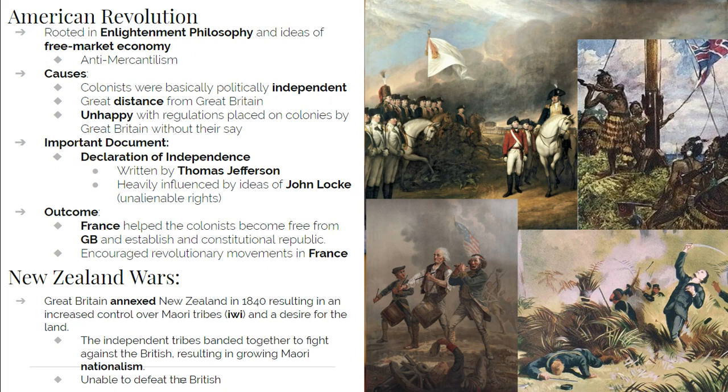The colonists are more or less politically independent and self-governing. The reason for that is honestly practical reasons. It's too far for the English king to actually govern these territories. So they largely become self-governing democratic mini states, if you will.